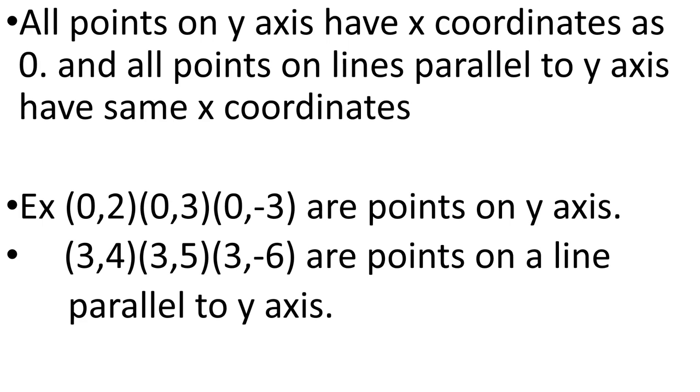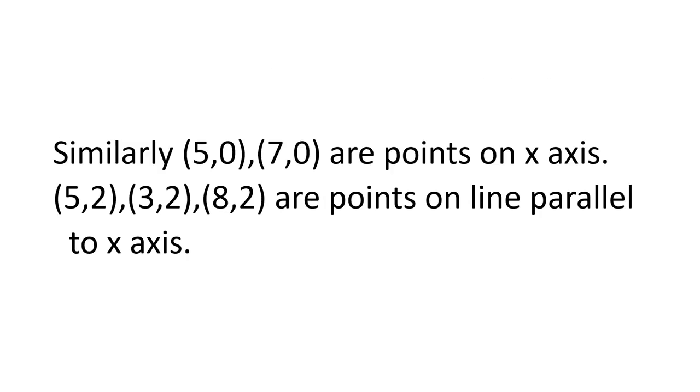All points on y-axis have x coordinate as 0 and all points on lines parallel to y-axis have the same x coordinate. For example, 0, 2, 0, 3, 0, -3 are points on y-axis. In all these points, we see that the x coordinate is 0. And the points 3, 4, 3, 5 and 3, -6 are points on a line parallel to y-axis. We can see that the x coordinates are same.